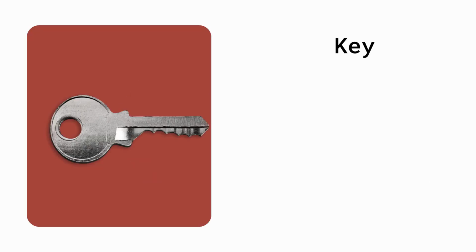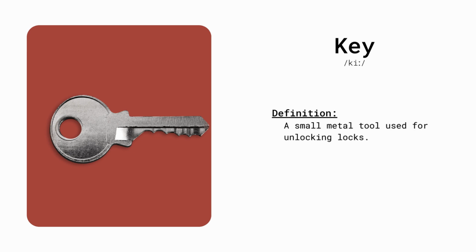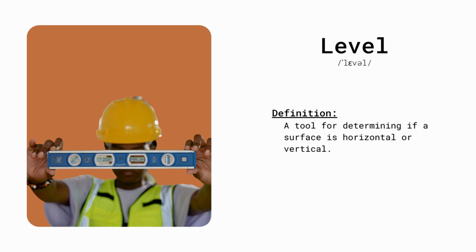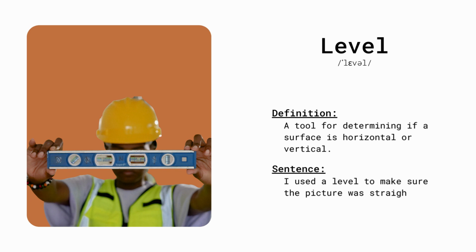K is for key. A small metal tool used for unlocking locks. I used the key to open the door to my house. L is for level. A tool for determining if a surface is horizontal or vertical. I used a level to make sure the picture was straight on the wall.